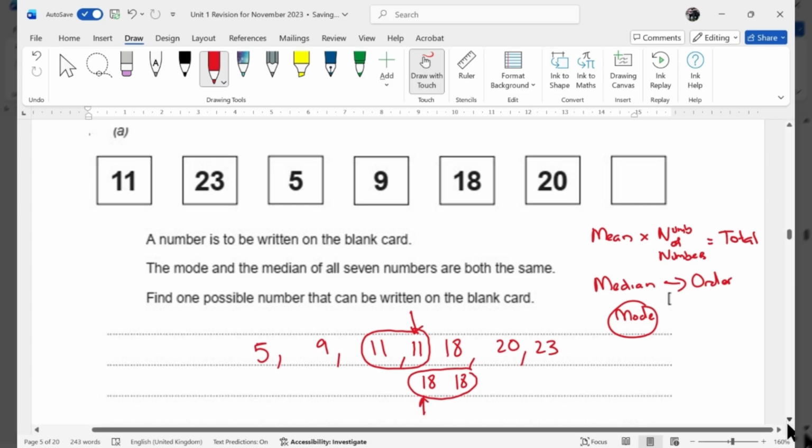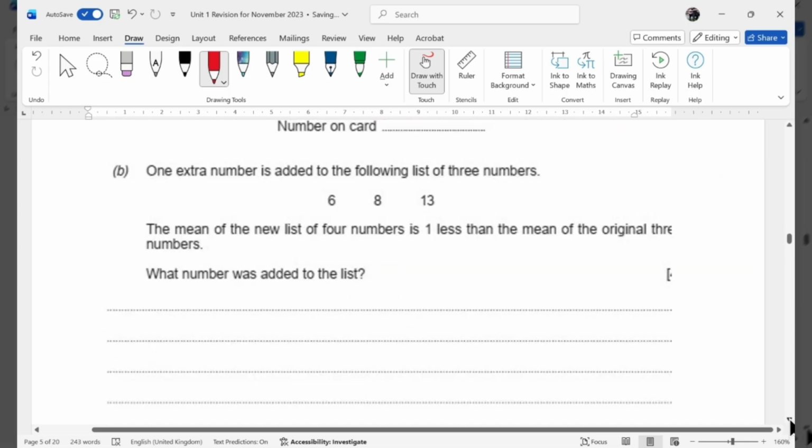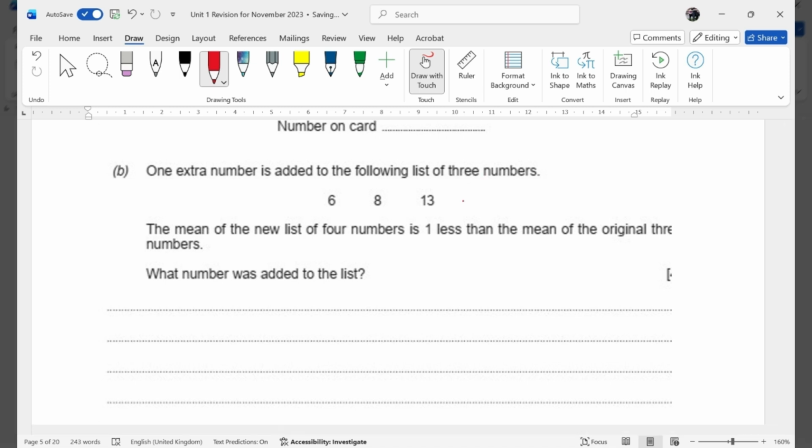Okay, so a little bit of problem solving with averages. I think you'll be fine with that. One extra number is added to the following list of 3 numbers. The mean of the new list of 4 numbers is 1 less than the mean of that. Okay, so the mean of this is 13 plus 8 plus 6, which is 27, divided by 3, which is 9. When I add a 4th number, that is 1 less. So the mean of the 4 numbers equals 8.